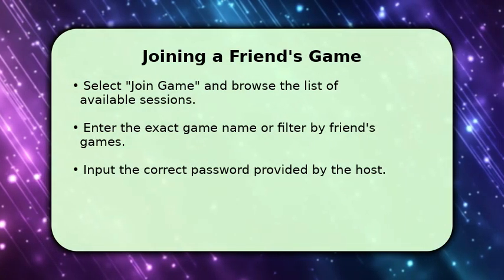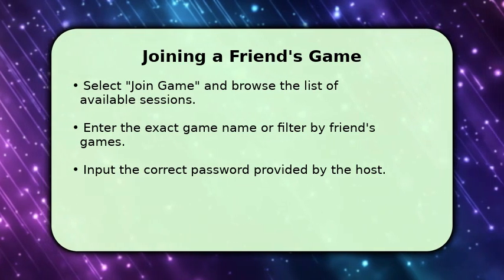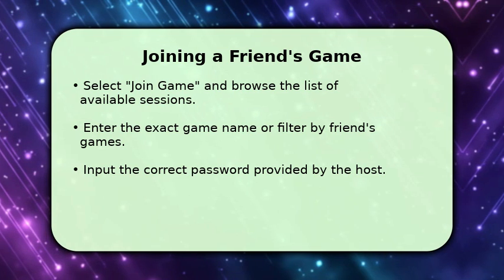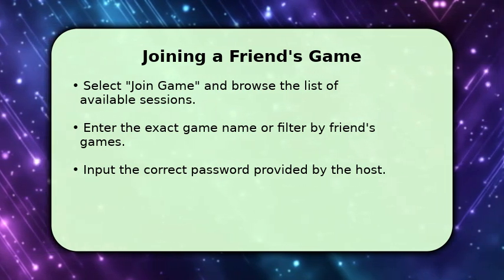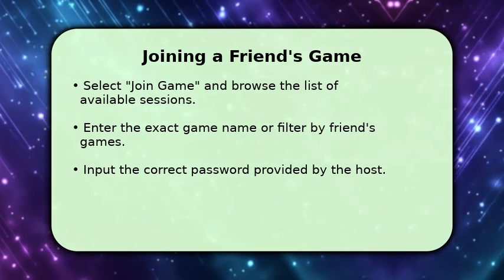If you are joining a friend's game, select the Join Game option from the multiplayer menu. You will see a list of available sessions. To quickly find your friend's game, you can either type in the exact game name or use the filter options, perhaps by looking for games hosted by your Steam friends.